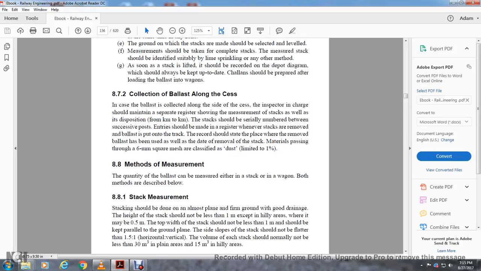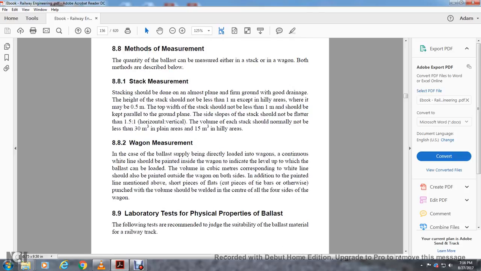8.8 Methods of measurement. The quantity of ballast can be measured either by stack or in a wagon, both measured as described below. The stack measurement should be done on almost plane ground, firm, with good drainage. The height of the stack should not be less than 1 meter, except for hilly areas where it may be half a meter. The top width of the stack should not be less than 1 meter, with the cap parallel to the ground plane. The side slopes of the stack should not be flatter than 1.5 to 1, horizontal to vertical. The volume of each stack should normally not be less than 30 cubic meters in plain areas and 15 cubic meters in hilly areas.